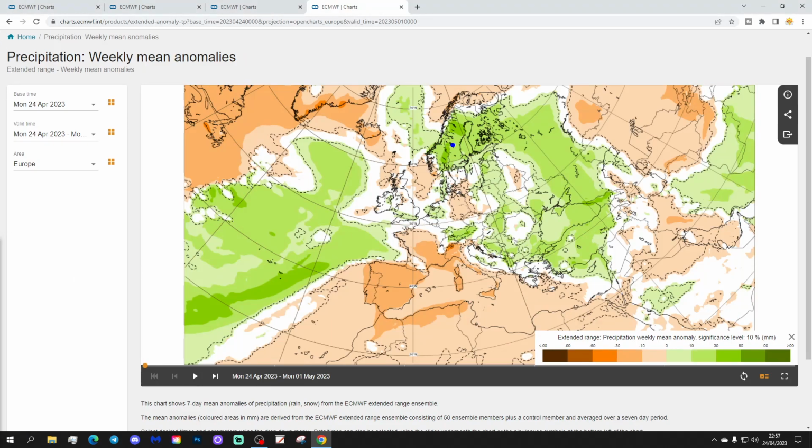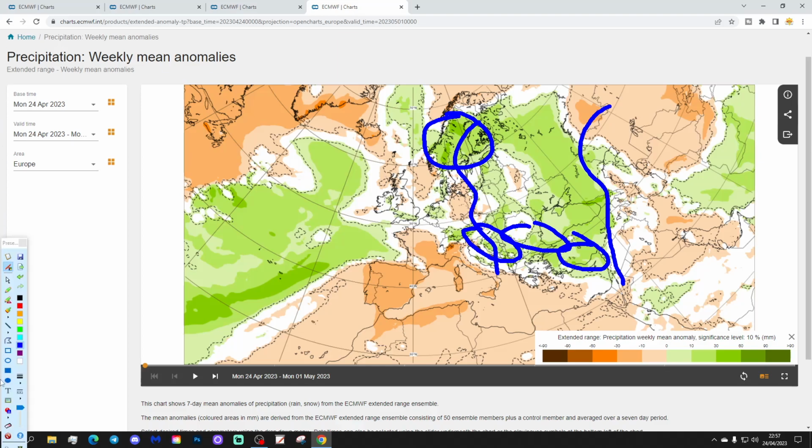Precipitation-wise, we look like this. So above average precipitation through many eastern parts of Europe, really from Poland towards the west of Russia, and southwards in towards the Balkans, over towards the Black Sea, and down towards Turkey as well. Scandinavia also standing out as being wetter than average. Of course, as it's so cold, some of that will be snow as well as rain and sleet.